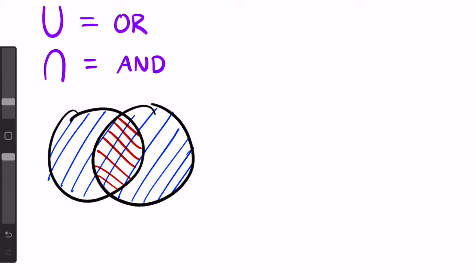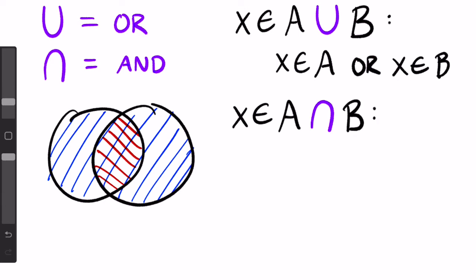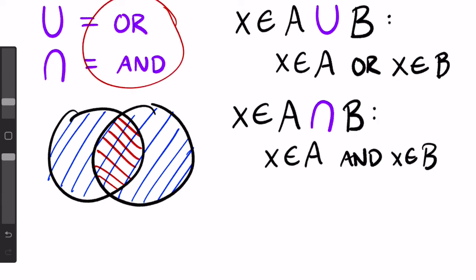But you can also express union and intersection in set notation, which is what we're going to be doing most of the time. Consider some element x. X is in A union B if and only if x is in A, or x is in B. It could be in one, the other, or in both. But x is in A intersect B if and only if x is in both A and B. And that's where these associations come from.